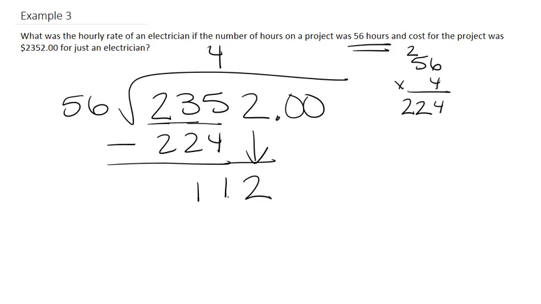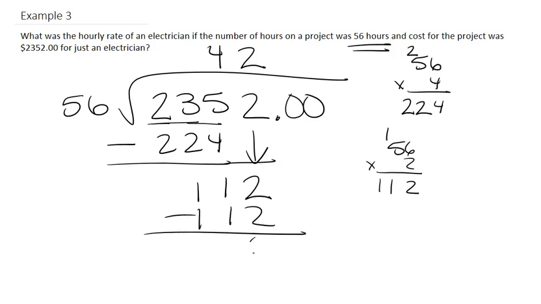So 56 can go into 112. Let's try 2 times. 6 times 2 is 12. Carry the 1. 2 times 5 is 10. Plus 1 is 11. So 56 can go into 112 2 times. So we place it above the next number. And we can go ahead and subtract. And we get 0 here. So 56 can go into 2,352 42 times. So that is the hourly rate of the electrician. So $42.